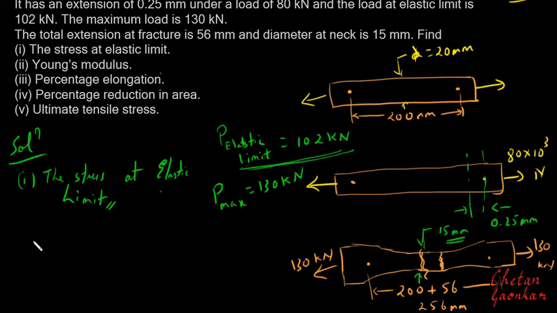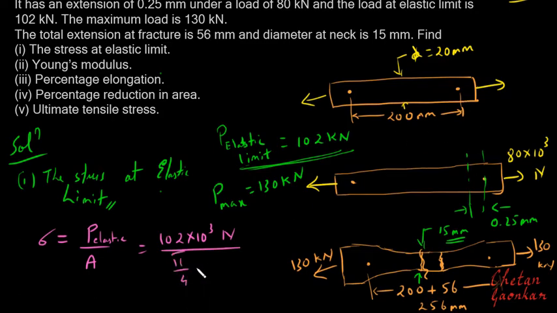Now the moment we have to find stress, we know that the formula to calculate stress is P by A. But here our only question will be, since they have asked us to calculate the stress at elastic limit, which load and which area? This load has to be the load at elastic limit, and the area will be our original area. So this will be 102 multiplied by 10 to the power 3 Newton, because this is the load at elastic limit, divided by our area, which is pi by 4 multiplied by d square.